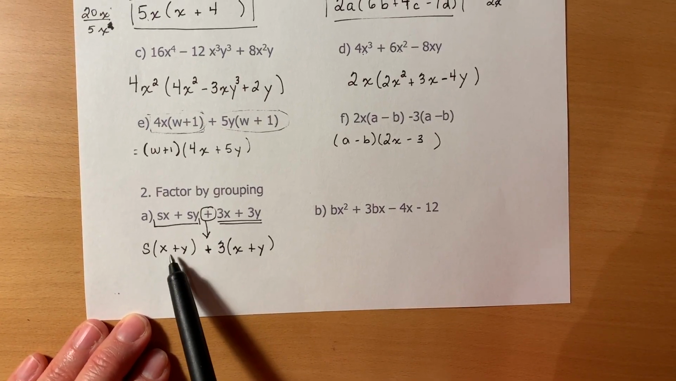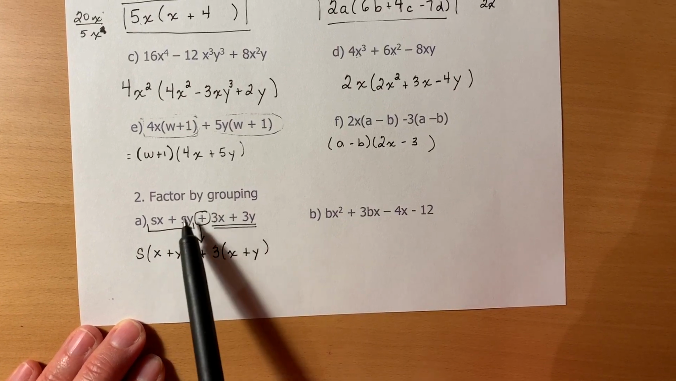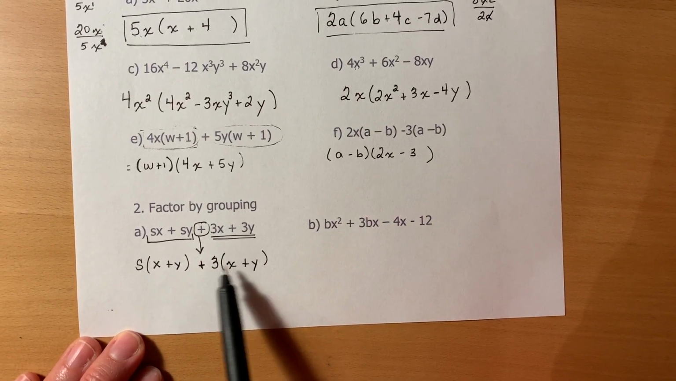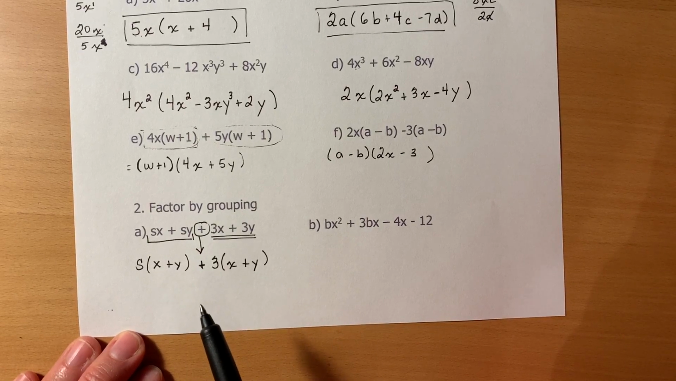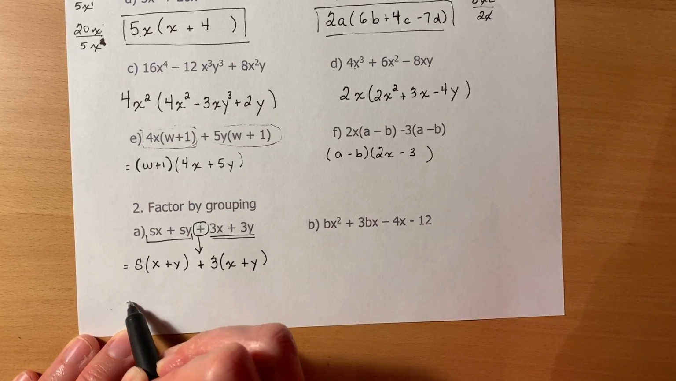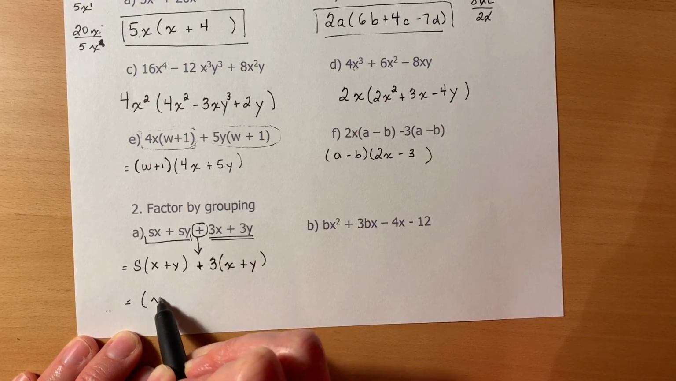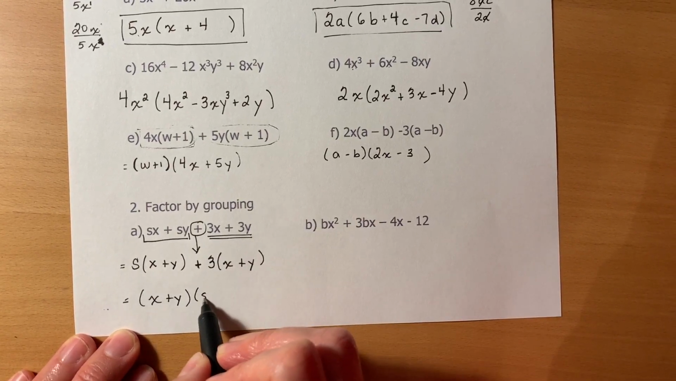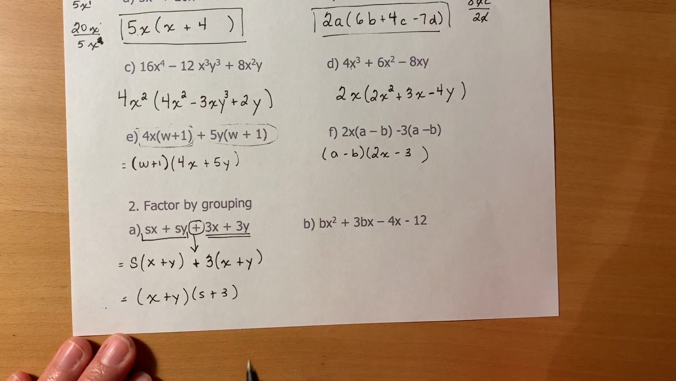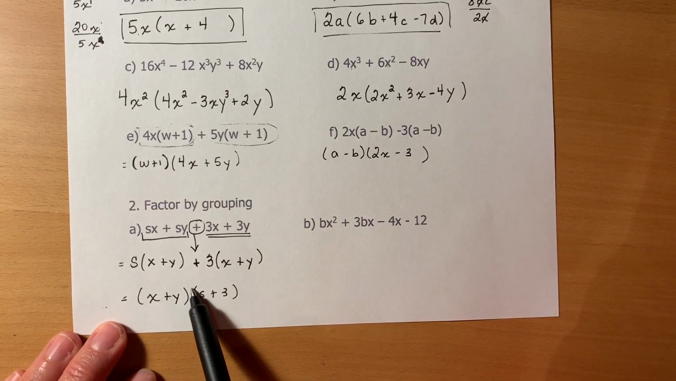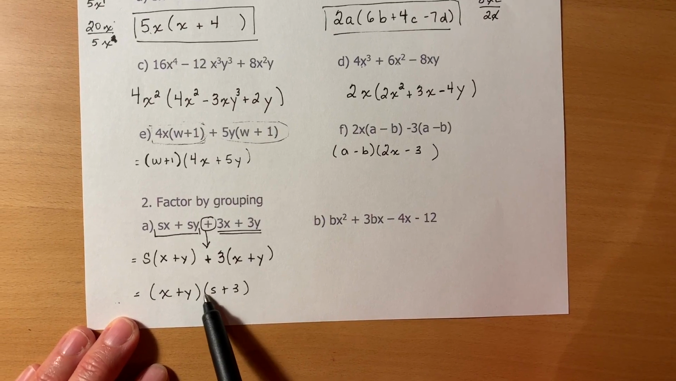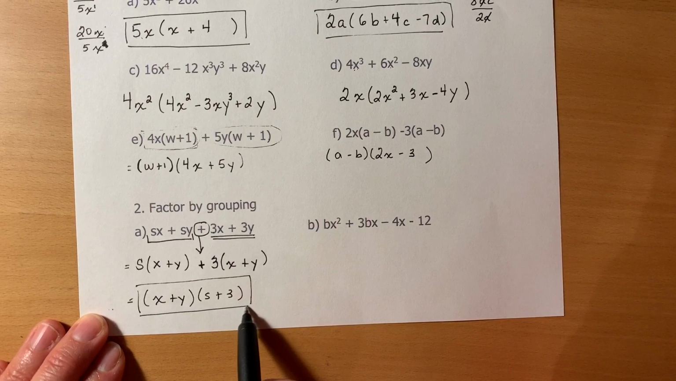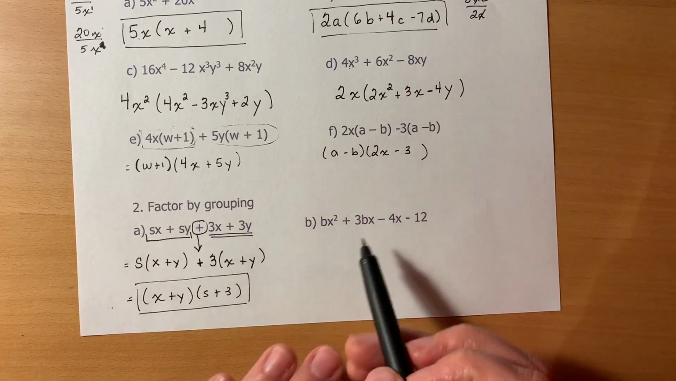You should notice after you've grouped the first two terms and the last two terms together that your brackets are the same. If your brackets are not the same, you probably made a mistake somewhere. So I take my bracket out as my common factor, x plus y. What's left in the other one? The s, and then the plus 3. You know you are done. When there is no addition or subtraction sign in between these brackets, it is now multiplication, because that's what factoring is, and that's it. Okay, let's look at the last one.